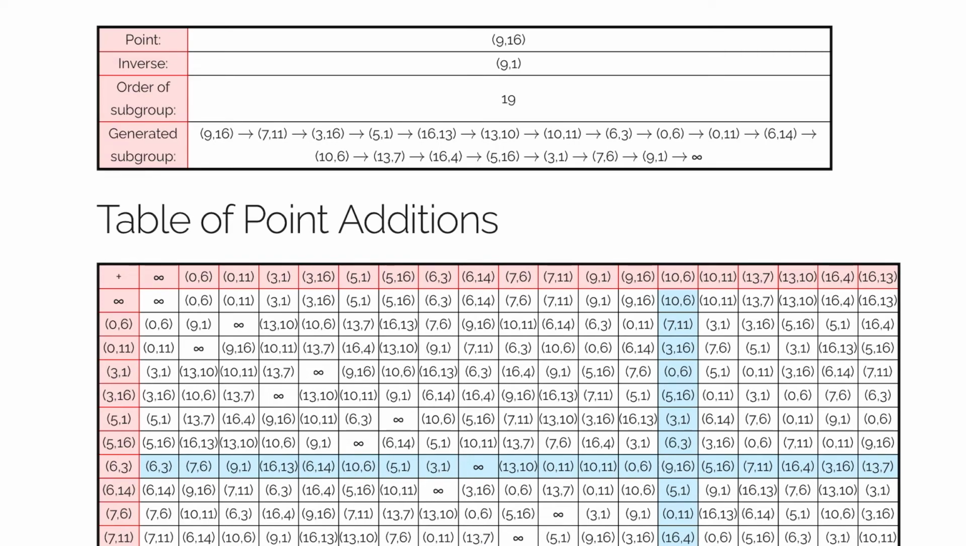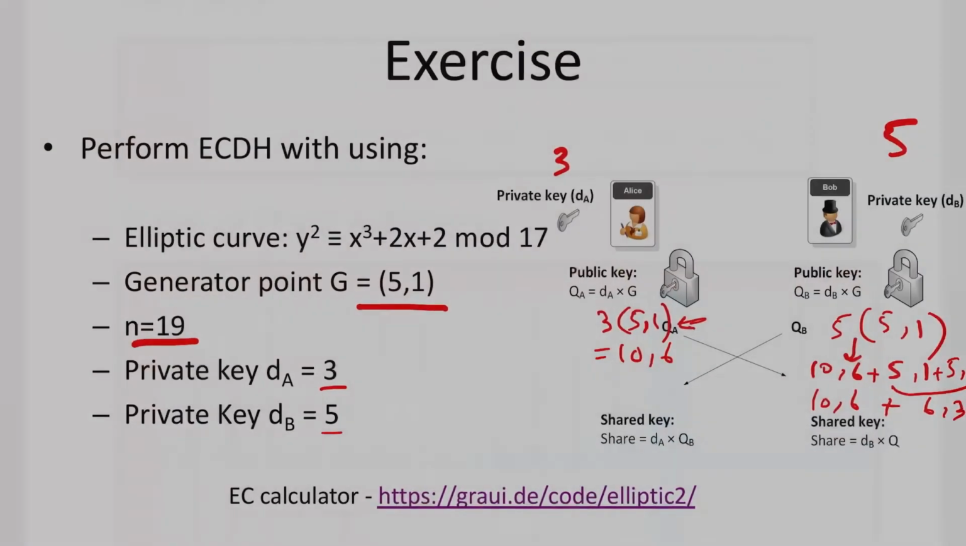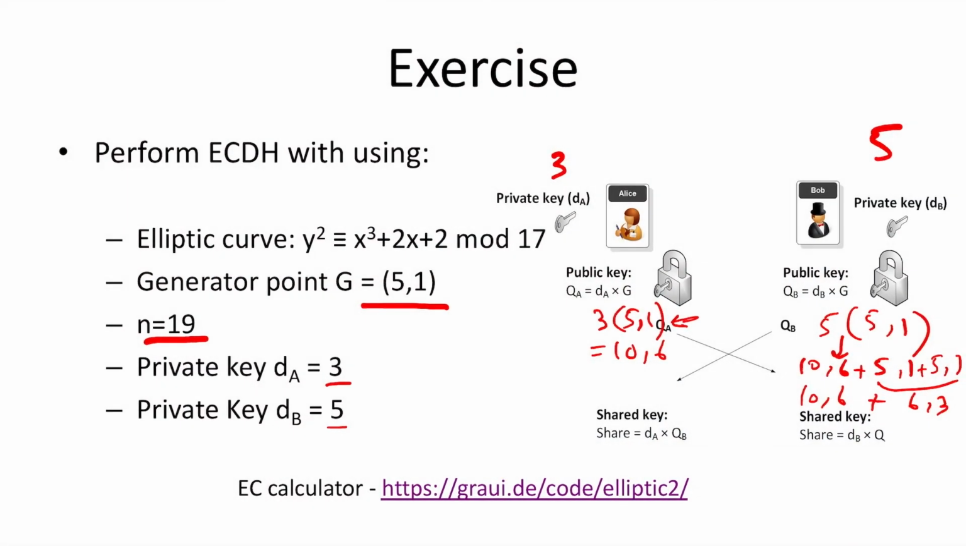So we get (9,16). So 5 times (5,1) is equal to (9,16). So the public key of Bob is (9,16), and the public key of Alice is (10,6). So now they both will exchange the public keys. So (9,16) is going to come here, and (10,6) is going to go here.